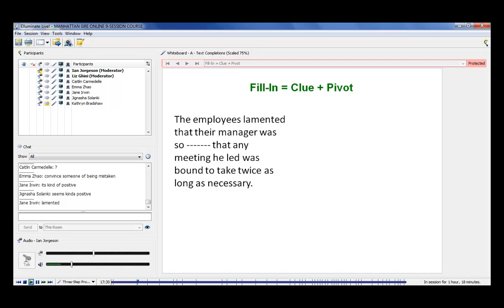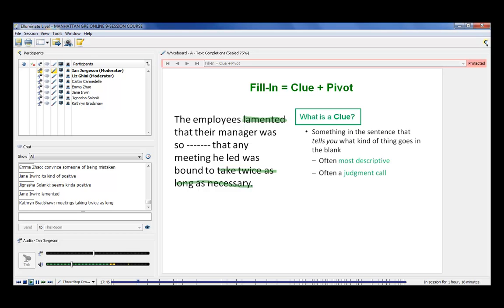All right, so these employees lamented. This is something they're not happy about. And the meetings take twice as long as necessary. Yeah, absolutely. And so what is a clue? Well, it's the most descriptive part of the sentence. It's what tells us what goes in the blank. And every one of these sentences has to have a clue. If it doesn't have a clue, they cannot expect you to be able to answer the question.